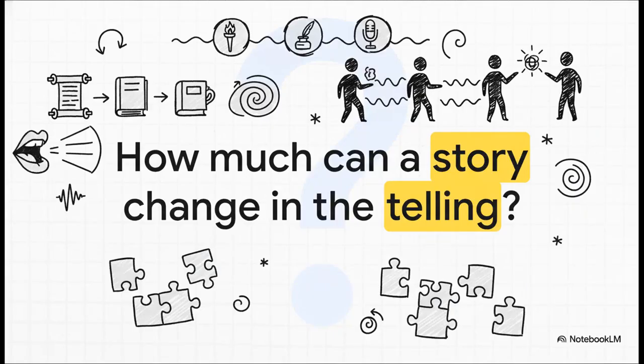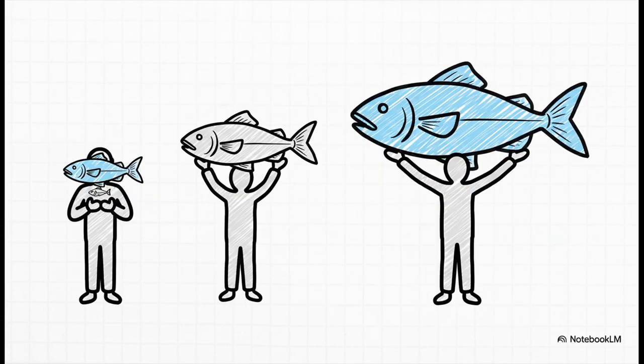But let me start with a question for you. Think about any story you've ever heard, one that's passed from person to person. How much does it really change? Does it stay exactly the same, or does it kind of evolve with each new storyteller? It's kind of like that classic story of the fish that got away, right? With every single person who tells that story, the fish just seems to get a little bit bigger. And that right there is a perfect, super simple way to think about what can happen in an oral tradition.